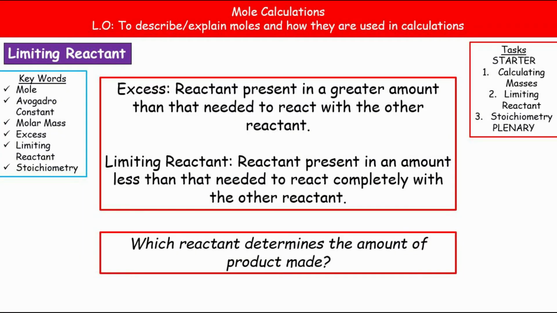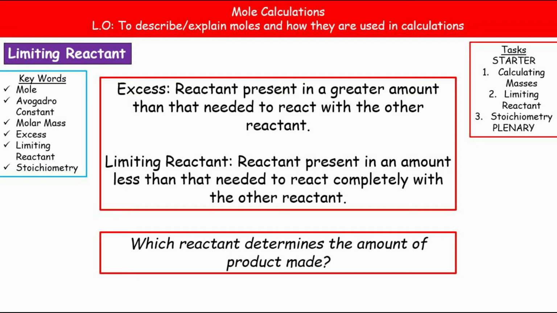What we need to look at then are a couple of key terms we use in chemistry. So we've got the term excess and limiting reactant that we need to know what they mean. Wherever you see that there's an excess of something, then that's the reactant that's present in a greater amount than that needed to react with the other reactant. So we've basically got a surplus. We've got more than we need of that one.